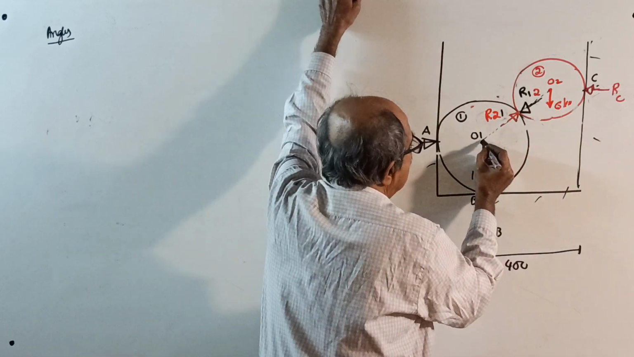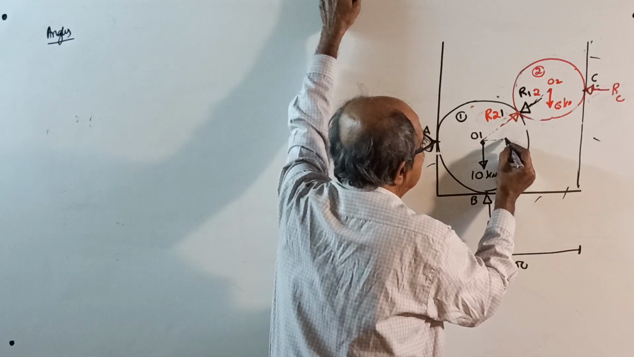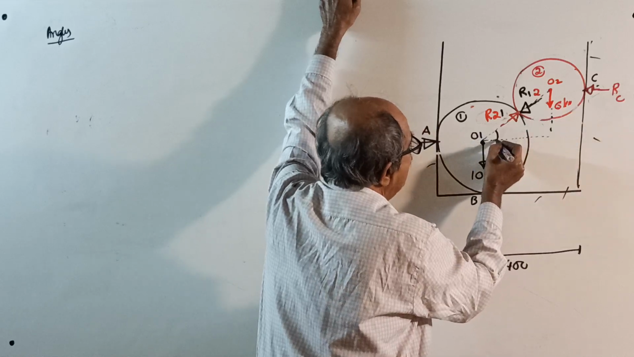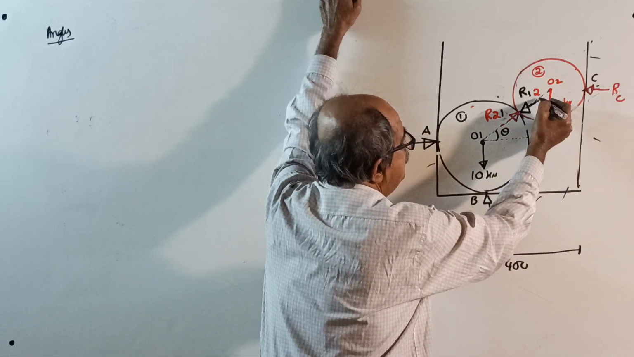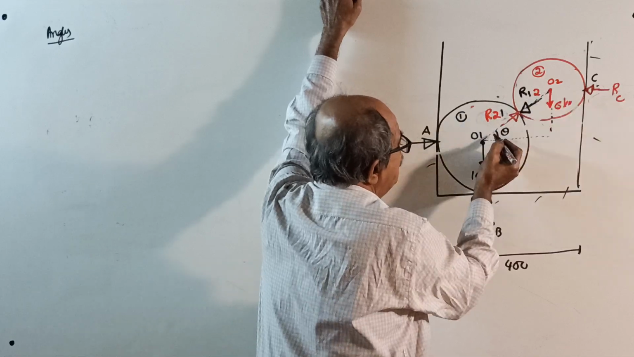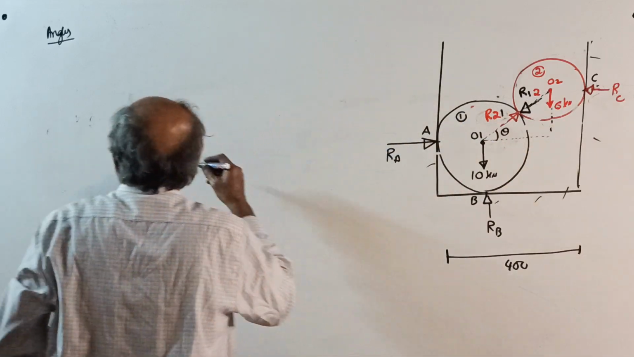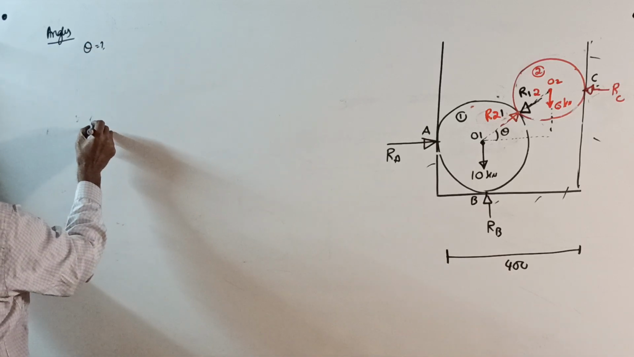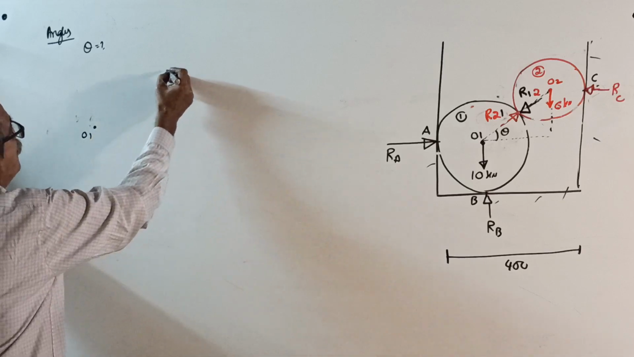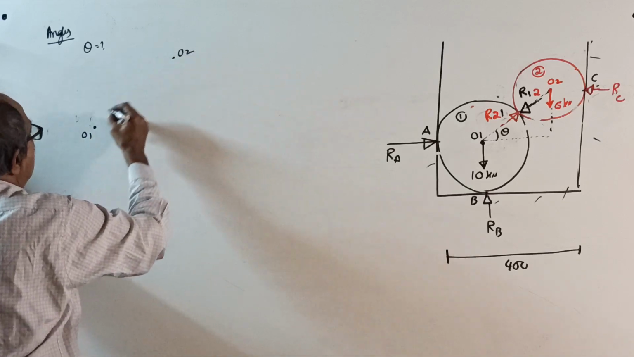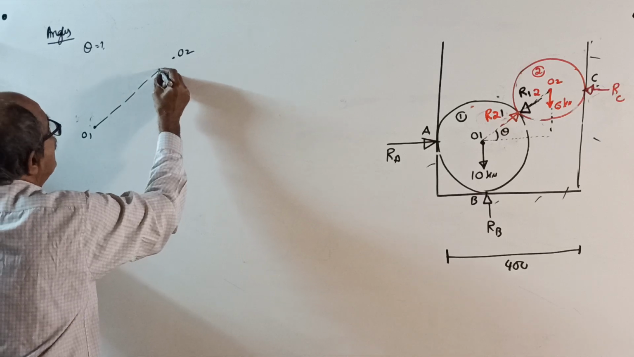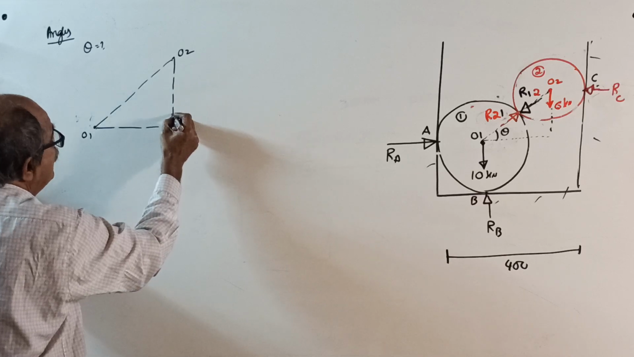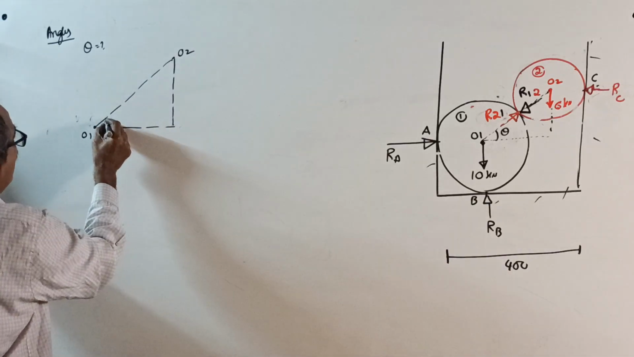Now, join a light line here. Let this angle be theta. Once you get the angle theta, that is what is required. How to find it? See, mark the point O1 here. Mark the point O2 here, out of scale. This is the O1, O2 line. Draw one horizontal line and one vertical line. I will not repeat again and again now. This angle is theta.